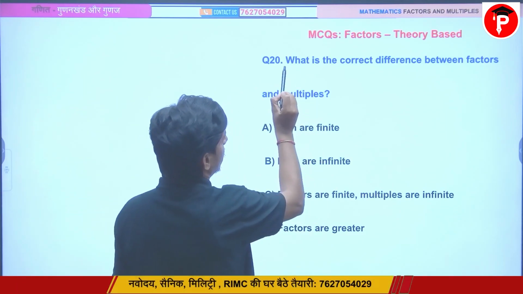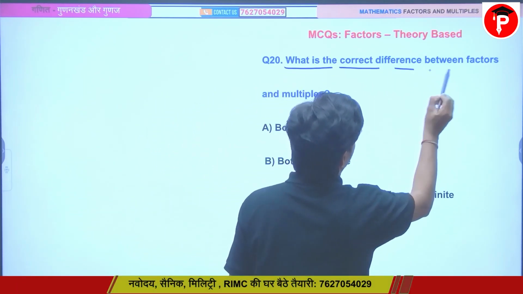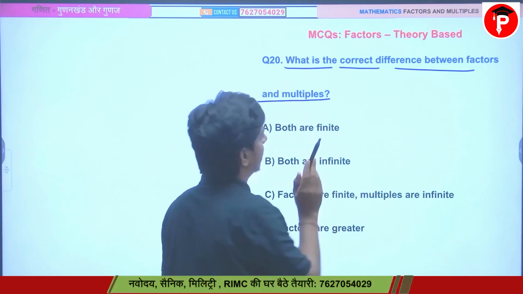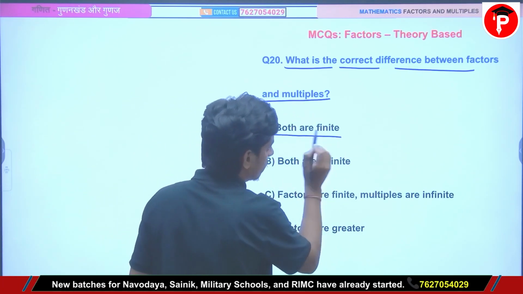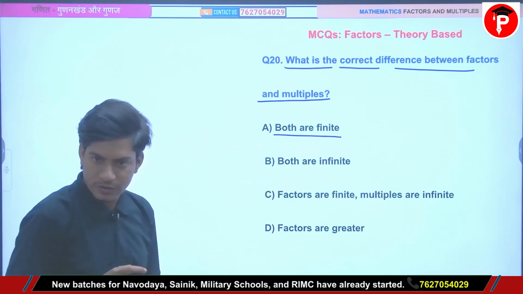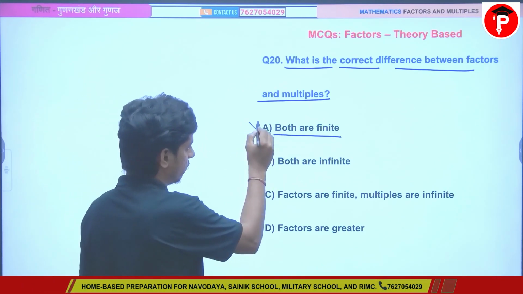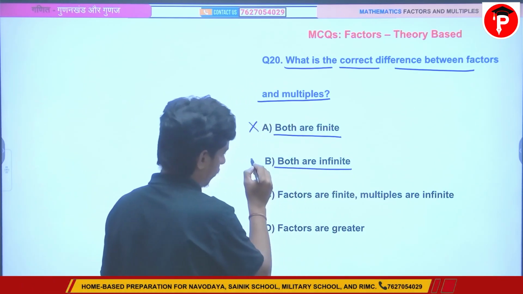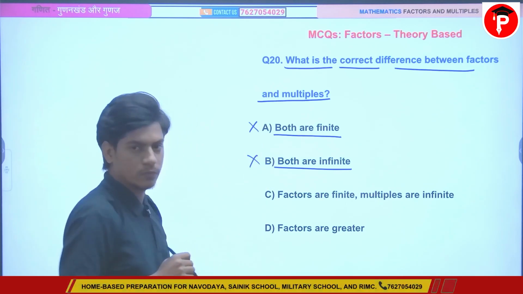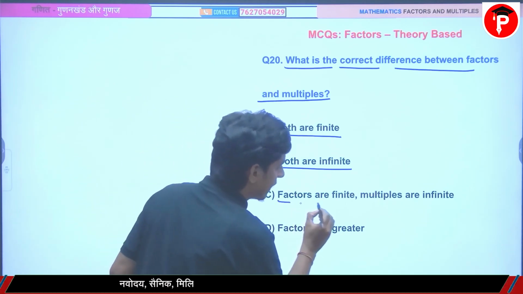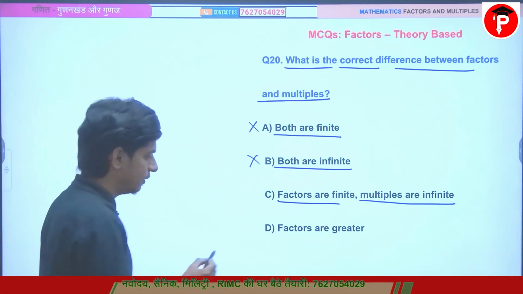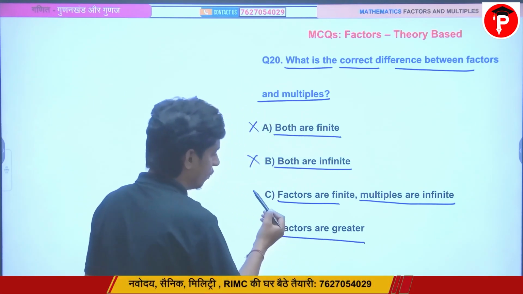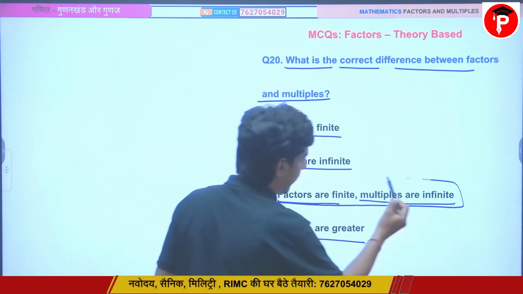Last question for this session. What is the correct difference between factors and multiples? Here a difference is asked. Both are finite? No. Both are infinite? No. Factors are finite, multiples are infinite. Yes. This is our correct answer.